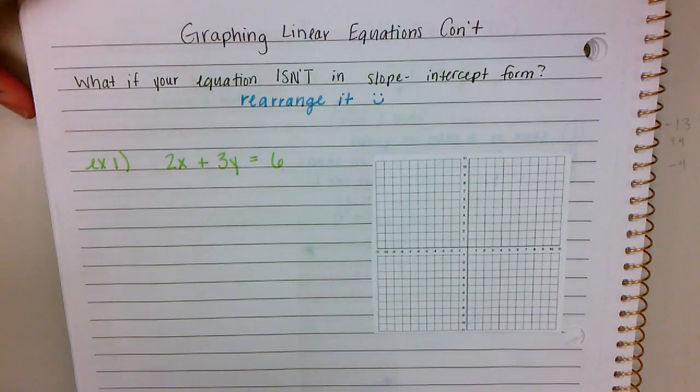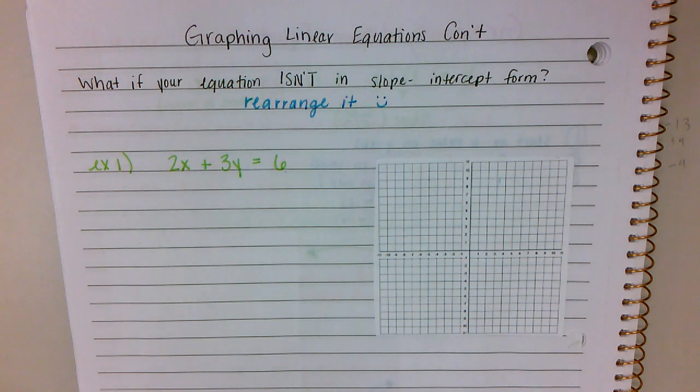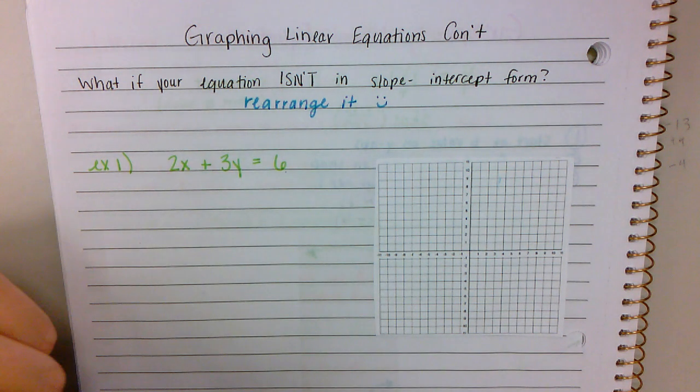Now let's move on to the back page real quick. We have 2 more problems. And these problems are special problems because they're not in slope-intercept form, which makes our life a little bit more difficult.